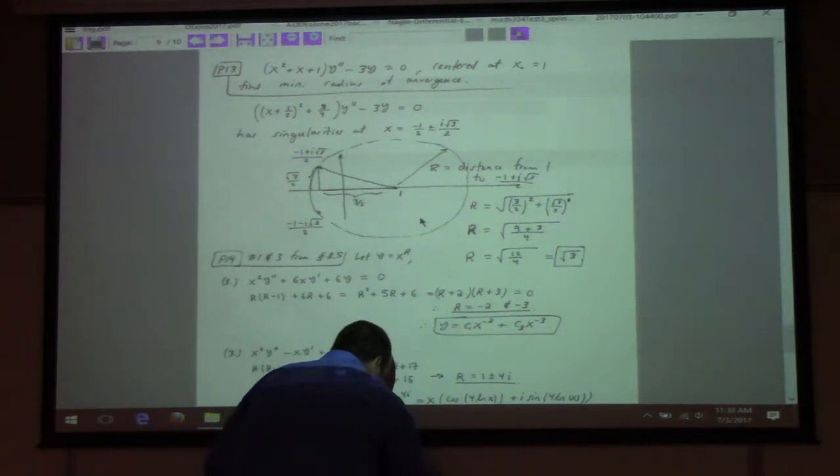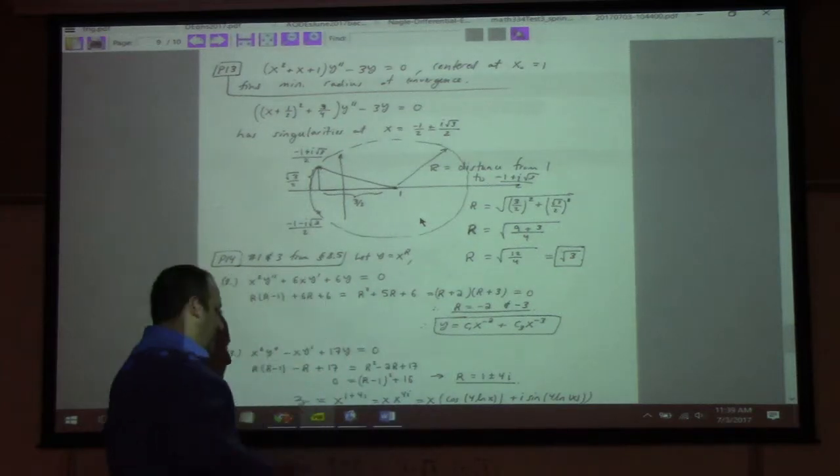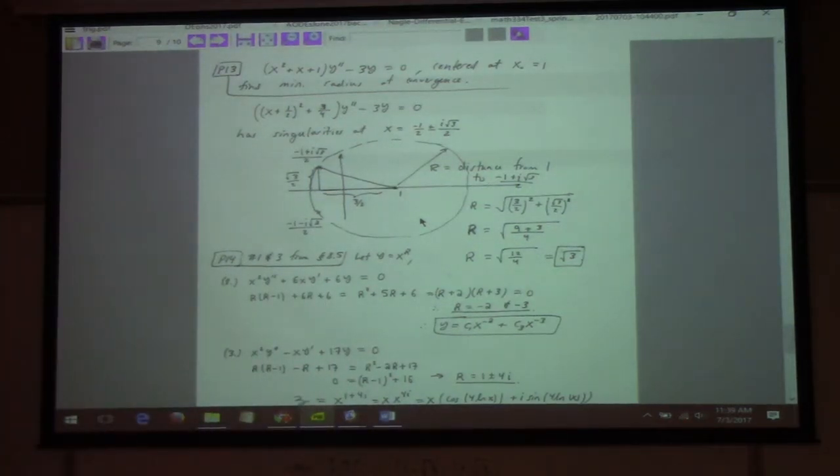So 1 minus the root 3, 1 plus root 3? Yeah. Very good. We can expect that the solution, if we were to find it to that problem, would converge at least that far. What happens at the endpoints? Anybody's game. You can guess, but yeah.